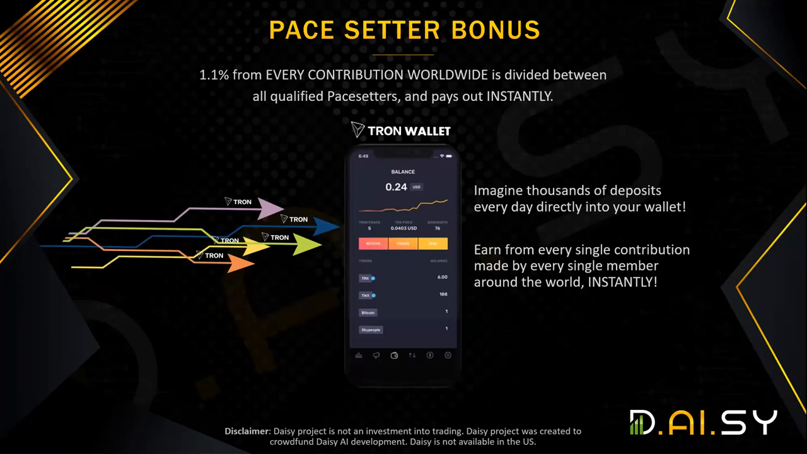So basically, the pace setter bonus is 1.1% from every contribution worldwide, which is then divided between all the qualified pace setters. And it pays out instantly. Now, what does that mean? It means from all the money that is contributed to the fund, 1.1% daily is deducted and divided amongst all the pace setters. And trust me, it can be significant. Somebody actually posted his earning as a pace setter. It was on one day, and this is just one bonus, it was $700 and something. So it pays to be a pace setter.